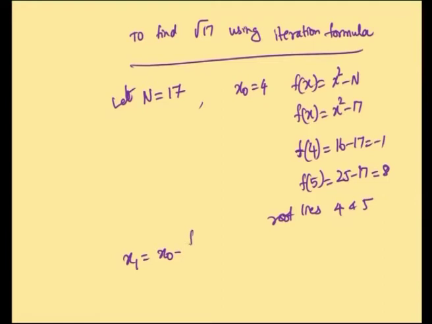So, x naught is equal to 4, we shall start, so that x1 is equal to x naught minus f of x naught by f dash of x naught is the usual formula, but our iteration formula obtained for root capital N is xn plus 1 is equal to xn square plus capital N divided by 2xn.